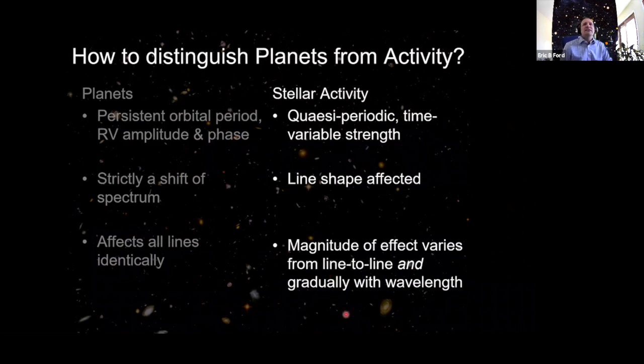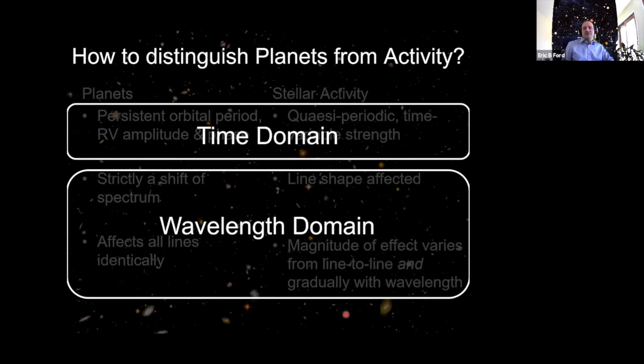And so what we want to do is to use these various discriminators to help us separate what types of spectroscopic changes are due to planets and what are due to the stars. I think it's useful, for thinking about how this works, to divide things into two regimes, the time domain and the wavelength domain. We'll think about those, at least for now, separately.